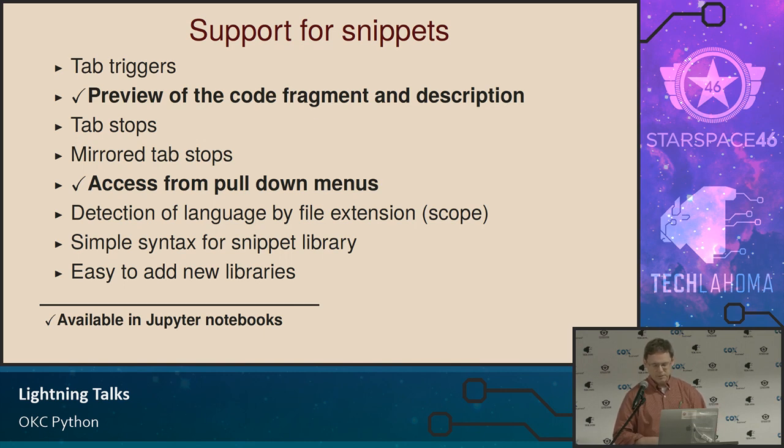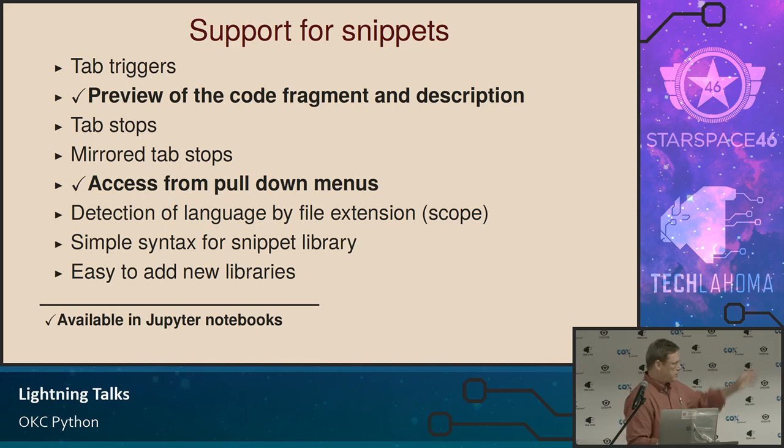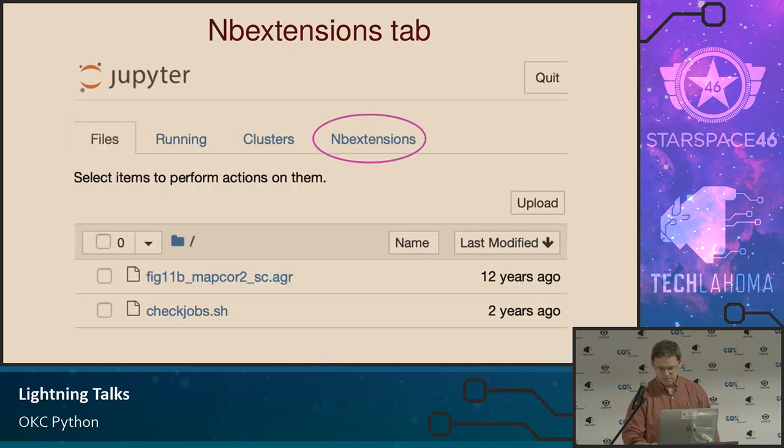Many snippet libraries provide for detection of the file type through the file extension, the so-called scope, and the better libraries have simple syntax for adding new snippets as well as for adding libraries of snippets. For the Jupyter Notebook, I've highlighted in bold only the two features that are available that support snippets. So you might say that the support for snippets is still somewhat primitive in Jupyter Notebooks.